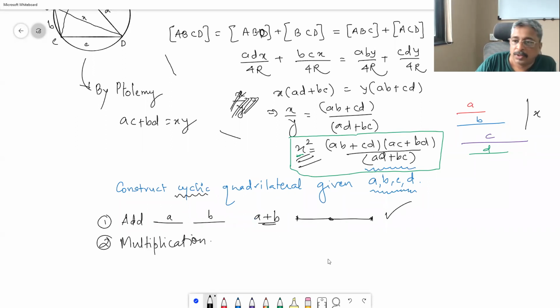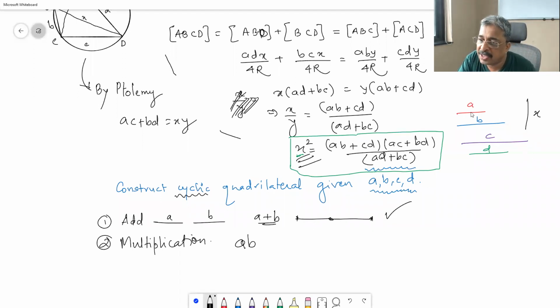Understand this now. Let me use these colorful segments of the quadrilateral. Suppose I want A into B, and teachers must have done this experiment by selecting different units of measure. We have shown in the class how different lengths of AB we get.